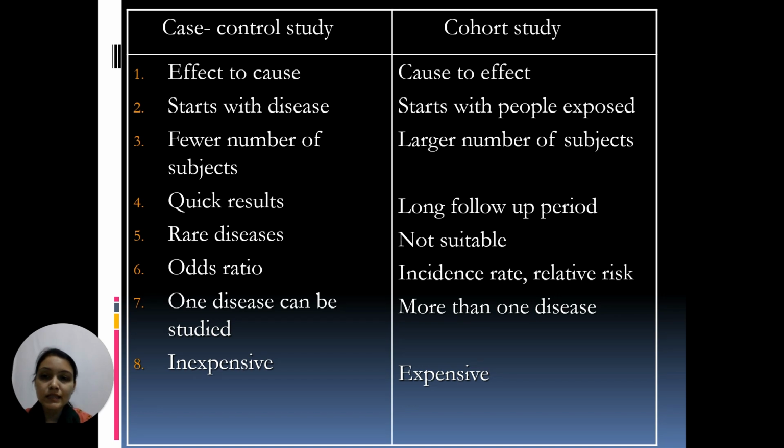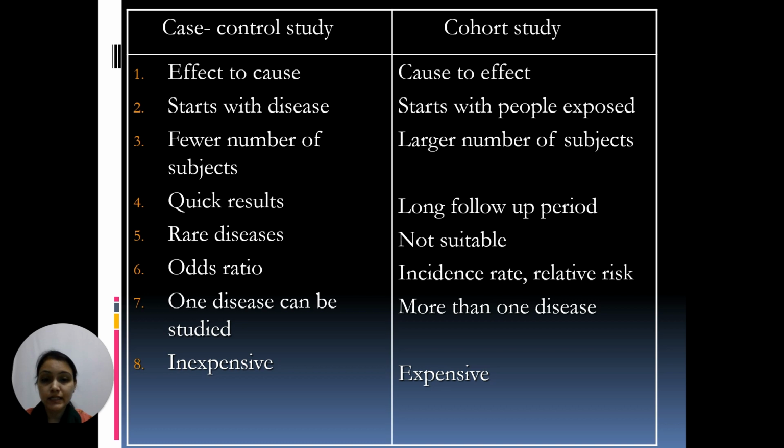Now this is a table showing two different analytical studies, that is case control study and the cohort study. Case control study shows effect to cause and cohort study shows cause to effect. Case control starts with disease. Cohort study starts with people exposed. Case control studies can be done in few subjects, and cohort study requires a large number of subjects. Case control study gives quick results, and cohort study requires a long follow-up period.